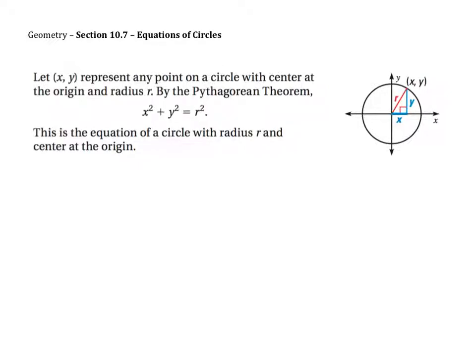Section 10.7 is about equations of circles. So to start, let x, y represent any point on a circle with center at the origin, which just means at 0, 0, and a radius of r.